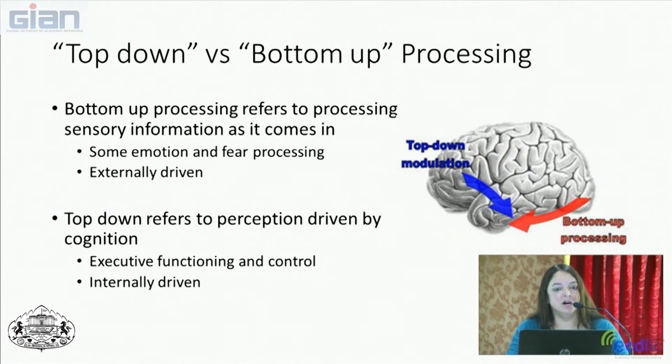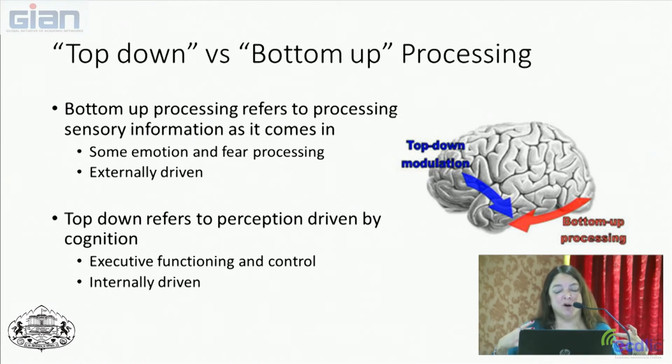So when we talk about the brain and studying it, we often talk about top-down processing versus bottom-up processing. Bottom-up processing refers to processing of sensory information as it comes in. So this is some emotion and fear processing because it's coming up through the midbrain, and these are things that are externally driven by our environment.